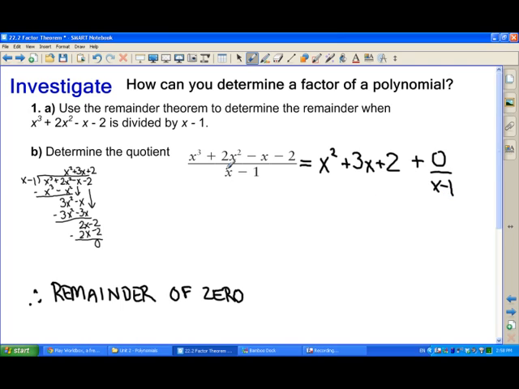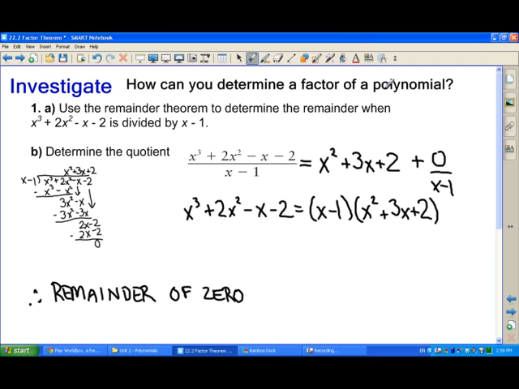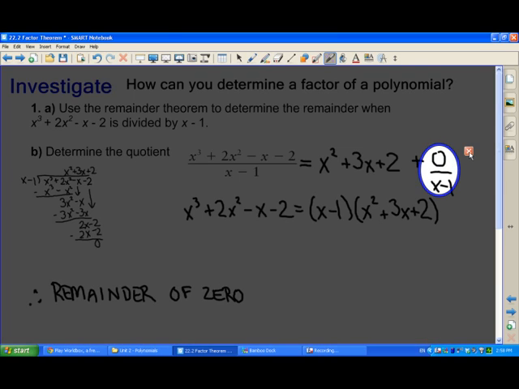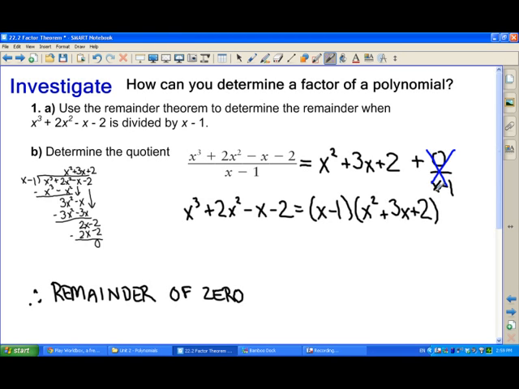If I cross multiply by x minus 1, if I bring that term up, I see that my original polynomial is equal to x minus 1 times x squared plus 3x plus 2, and this term, the remainder term, gets cancelled out. Okay, it's just 0.